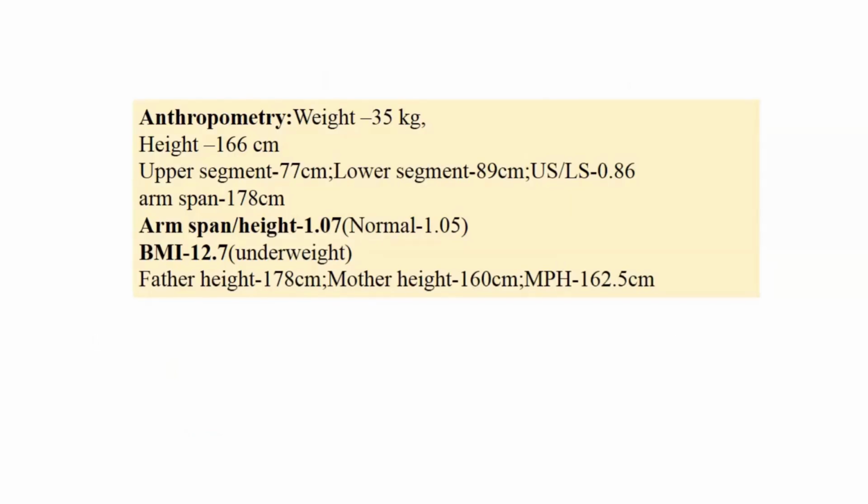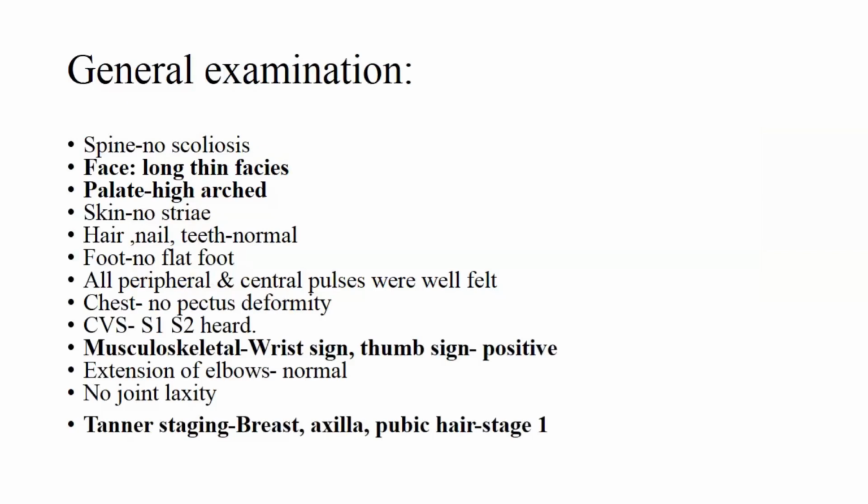So anthropometry, again: if you see her arm span to height ratio, it is 1.07, crossing the magical number. She is underweight. If you look at her mid-parental height, that is 162.5 centimeters. She is already over that mid-parental height, so she is clearly tall, right? She had a long thin face, high arched palate, wrist sign positive, thumb sign positive, and Tanner stage 1. So this patient came to us with this Marfan habitus and an exome report.